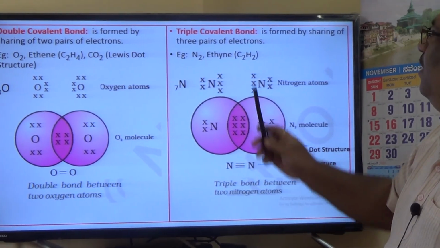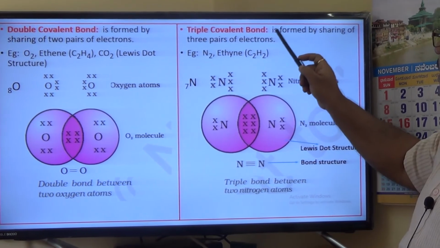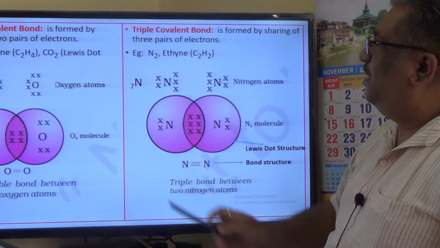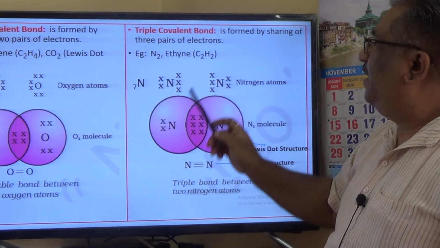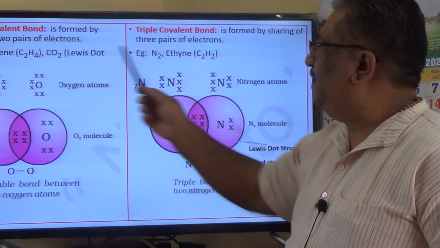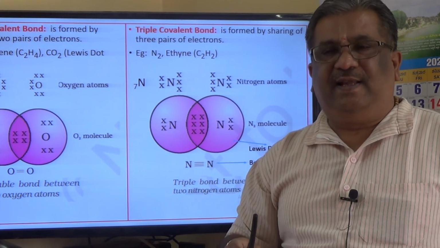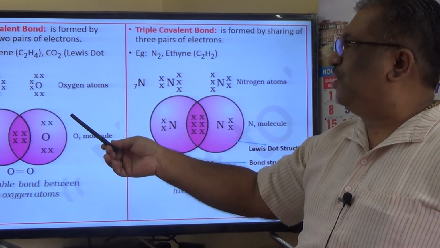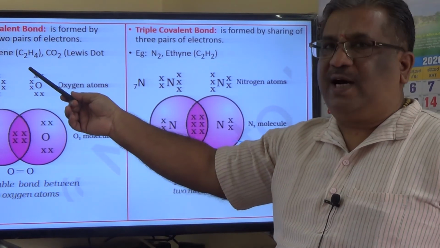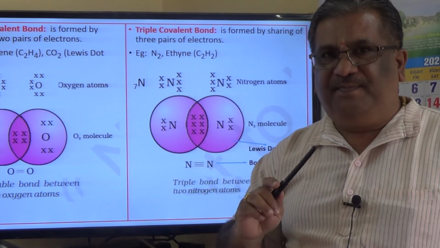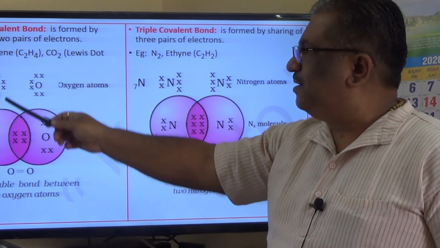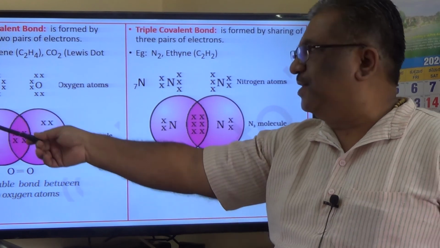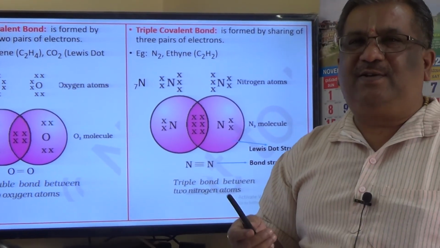Okay, fine. A triple covalent bond, once again, is formed by sharing of 3 pairs of electrons. What are the examples? Nitrogen is the best example, or the ethyne molecule. Ethene, ethyne, alkanes, alkenes, alkynes. After discussing those, it is very easy to represent the Lewis dot structure as well as the bond structure for hydrocarbons such as ethene, ethyne, etc. But for the time being, to understand single, double and triple covalent bonds, you can take some other molecules such as the oxygen molecule and nitrogen molecule, which are easier to understand.